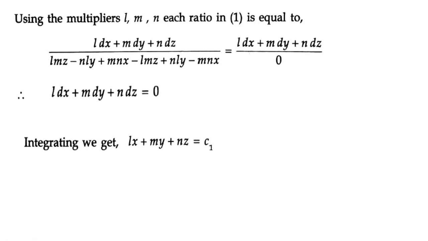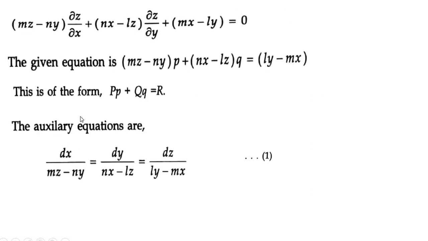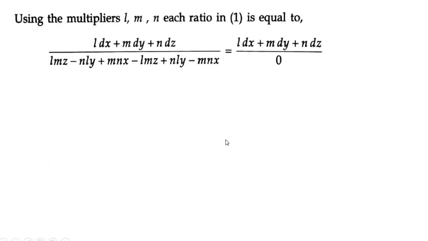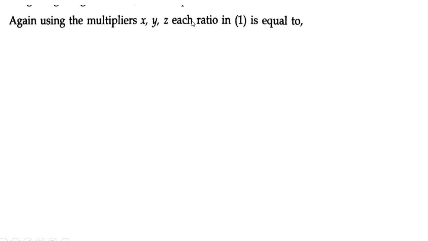What we can do for the next one is, what is missing here? We'll go back. What is missing here? You have y and z, right? What is missing? X is missing. What else you have? You have x and z. Y is missing here. Next, what is missing here? You have x and y. Z is missing here. So we'll use our next multiplier to be x, y and z.